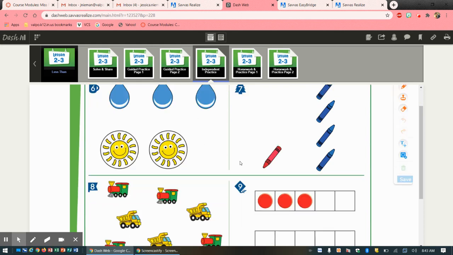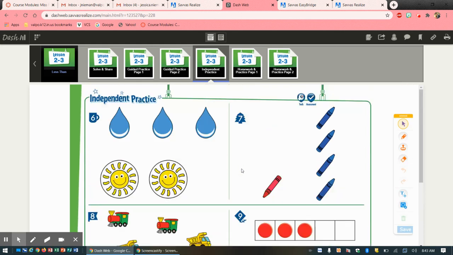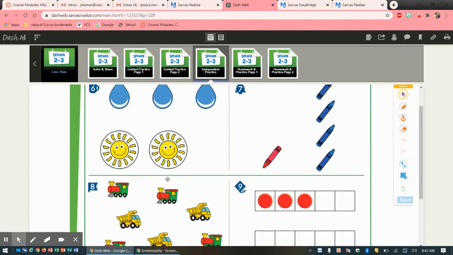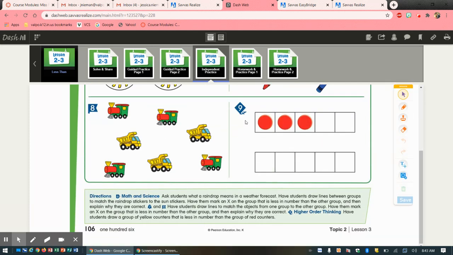All right, number 6, 7, 8, and 9. So same exact thing. You're going to make connections and then draw an X on the group that has less than. But let's look at number 9. Number 9 is a lot like what we did yesterday. You are going to draw a group of yellow counters that is less in number than the group of red counters. So you're going to use the yellow crayon and you are going to make a less than. So something smaller than 3. So you can do 2 or 1. You're going to make your match and then X out whatever one has less.